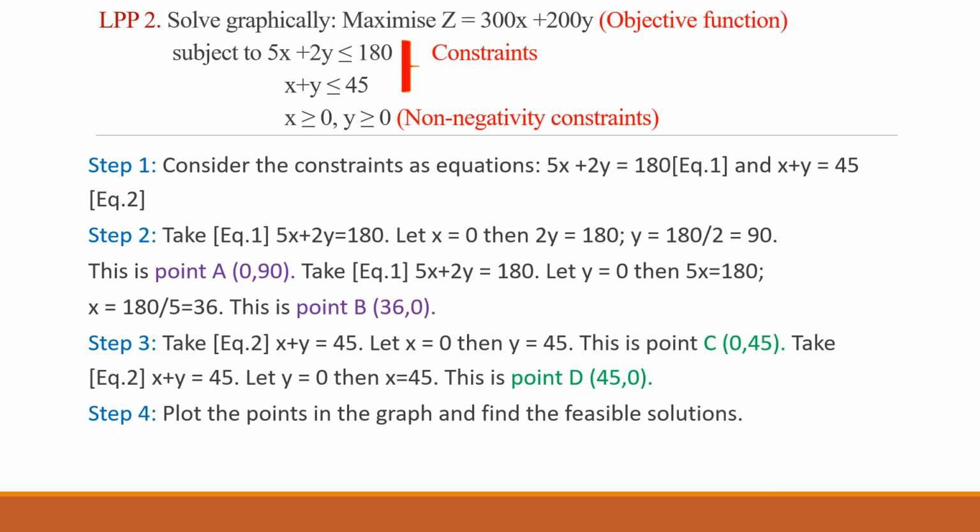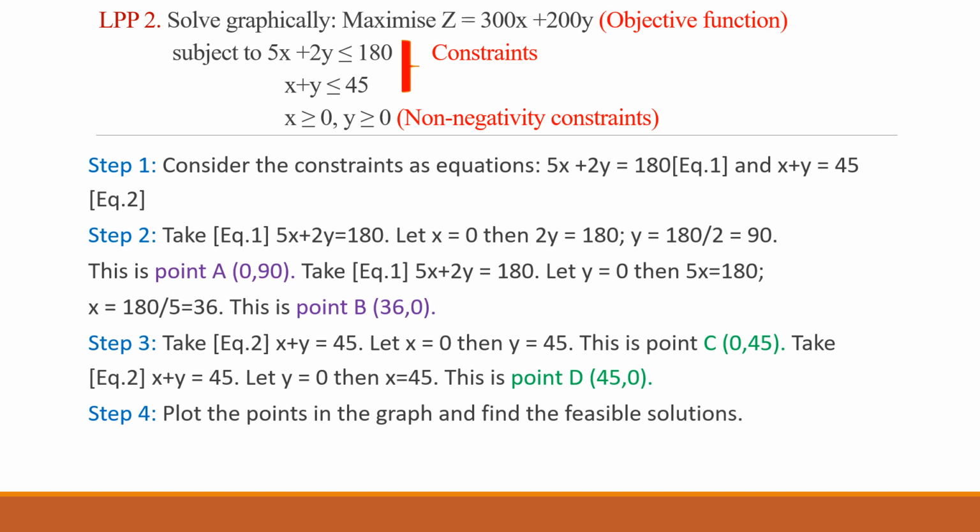Let us take the second problem the same way as we did the earlier one. Here the objective function is maximize z equal to 300x plus 200y, and the constraints are 5x plus 2y less than or equal to 180, x plus y less than or equal to 45. And the non-negative constraints are x greater than or equal to 0, y greater than or equal to 0.